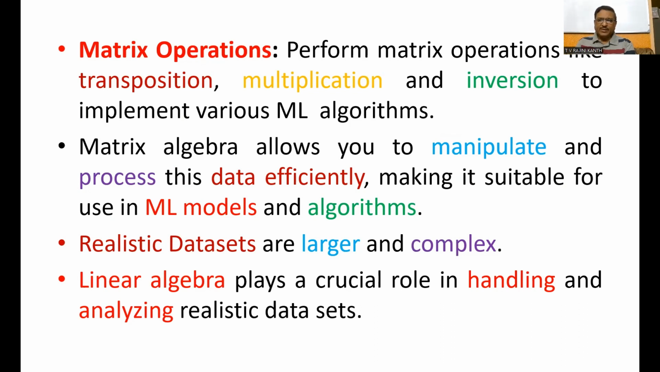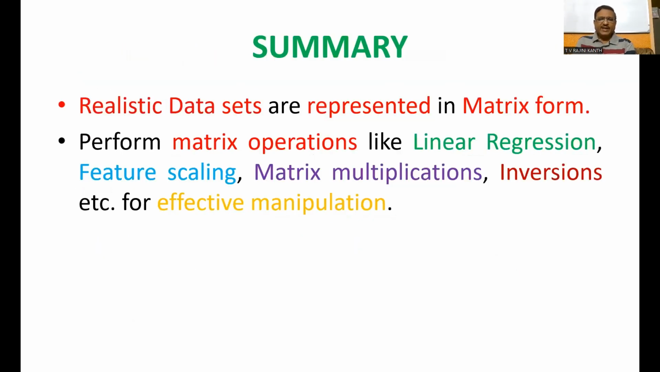Sometimes you don't have only numerical attributes. You may have categorical attributes also. There we need to convert them into numerical, and then go ahead. And linear algebra plays a crucial role in handling and analyzing realistic data sets. So in summary, I can say realistic data sets are represented in matrix form, and we perform matrix operations like linear regression, feature scaling, matrix multiplications, inversions, etc., for effective manipulation of these matrices, which are representing a data set.